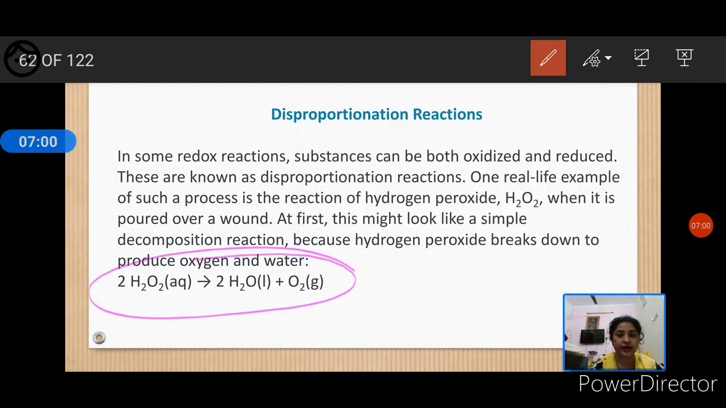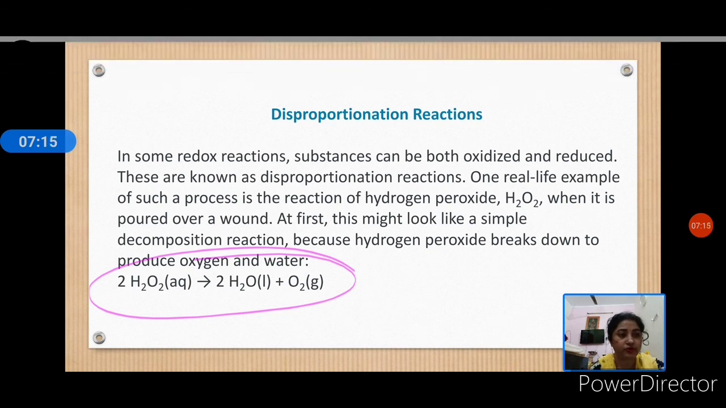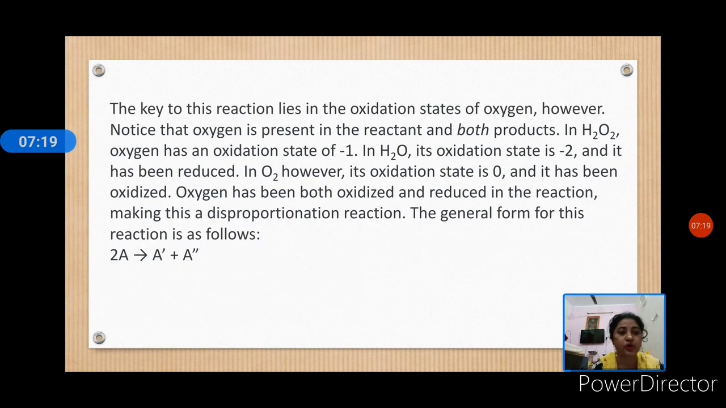Hydrogen peroxide is giving out water and oxygen. It can be confusing that it is AB giving out A plus B, but when we calculate the oxidation numbers, we will find that the same moiety is getting oxidized and the same moiety is getting reduced. So the key of this reaction lies in the oxidation states of oxygen.